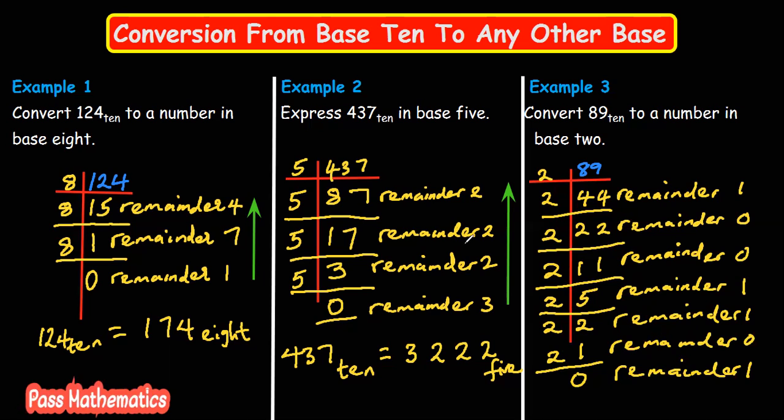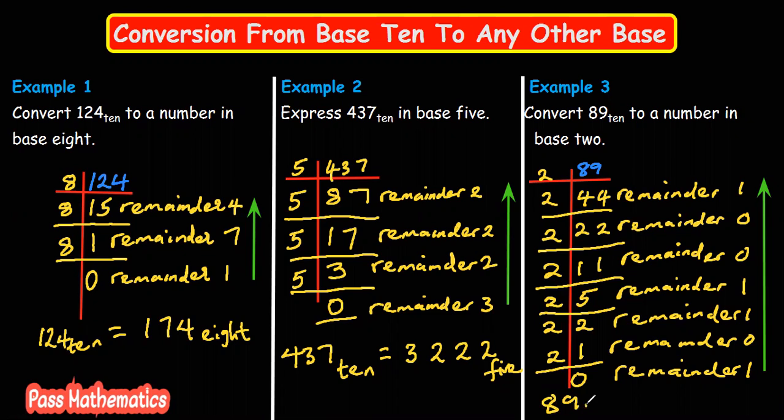So let's quickly extend this line. We need to extend this line. Okay, fine. So our answer is going to be the upward collection of these remainders. So we start from the bottom to the top as usual. So this is how to convert a number in base 10 to any other base. So we can say that 89, which is in base 10, let's write this here.